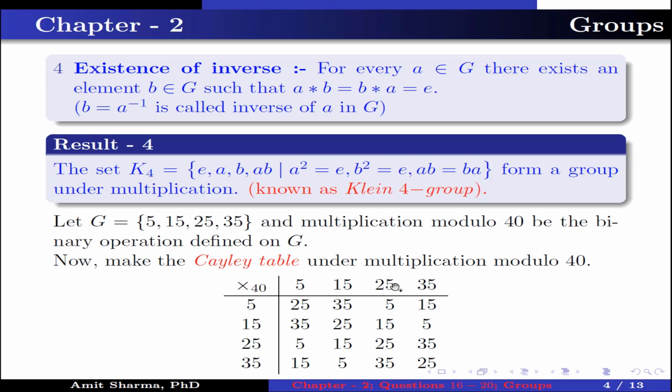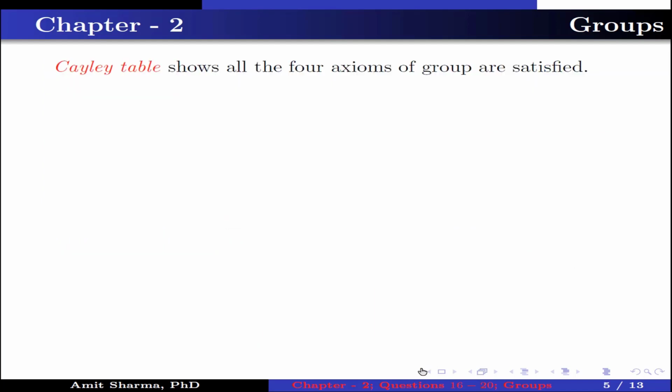Here 25 is the identity element. Why is it so? Because when all the elements operate with 25 under multiplication mod 40, they give the same element. Here each element is self-invertible. Why is it so? Because 5 under multiplication mod 40 gives 25, 15 under multiplication mod 40 gives 25, 25 gives 25, and 35 gives 25.